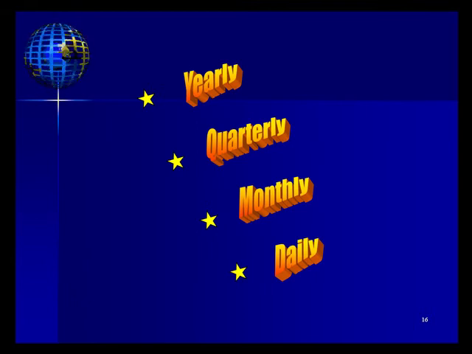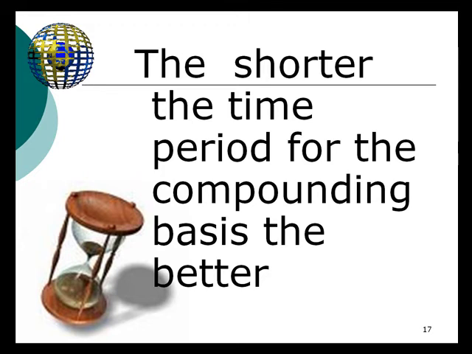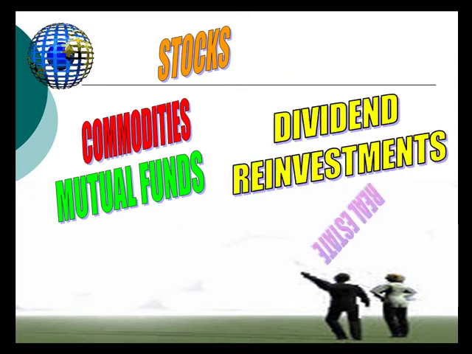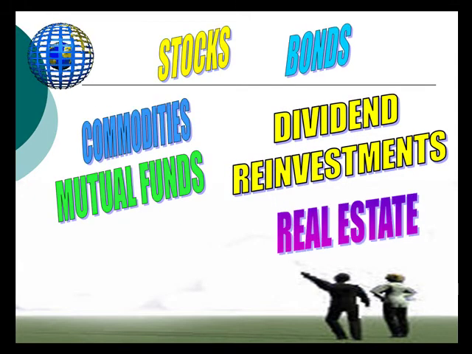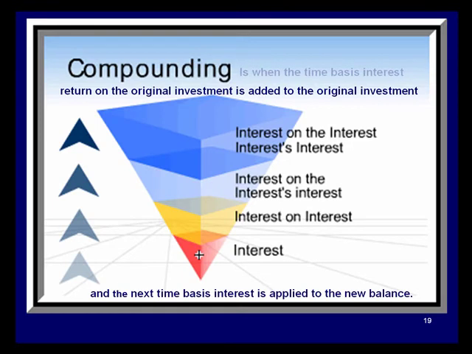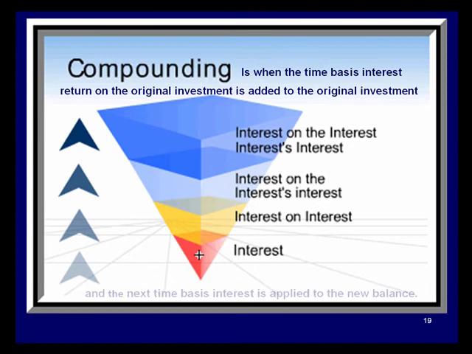Compound interest can not only be compounded yearly, but it can be compounded on a quarterly, monthly, or even a daily basis. The shorter the time period for the compounding basis, the better the terms are for you as a depositor. Compound interest helps your money grow faster. The idea of compounding doesn't just apply to bank deposits. It can apply to stocks, bonds, mutual fund investments, dividend reinvestment programs, and even real estate investments. It can apply to any kind of investment where the time basis interest return on the original investment is added to the original investment, and the next time basis interest is applied to the new balance.